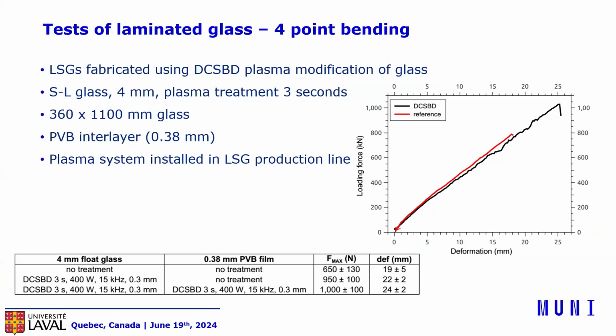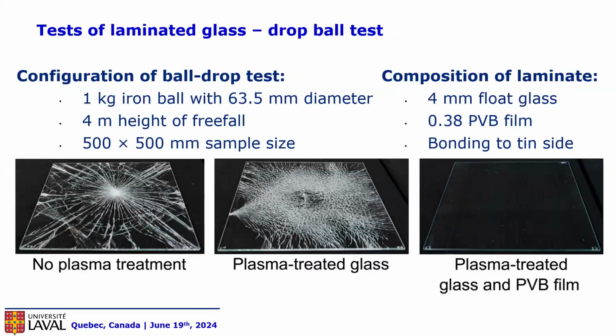Results of the bending tests were really interesting, as you can see in this table. Without any treatment, the maximum force which results in breaking the laminated glass was 650 newtons. In the case of laminated glass prepared from plasma activated glasses, it was 950. And we also treated the polymer film, PVB, not only glass but also PVB, and in such a case the force was 1,000 newtons. It is about a 60% increase in this force. So really, really significant improvement.